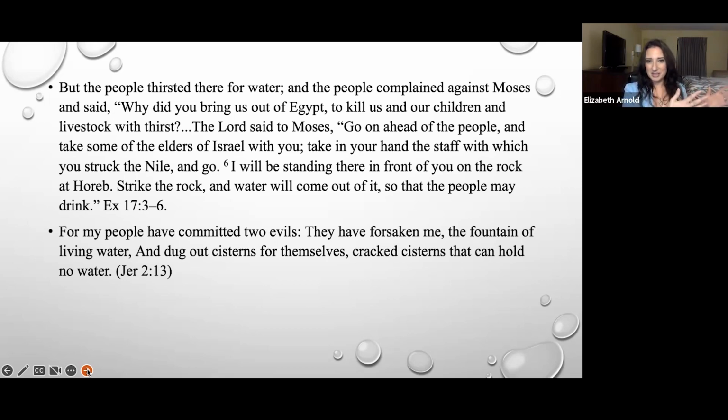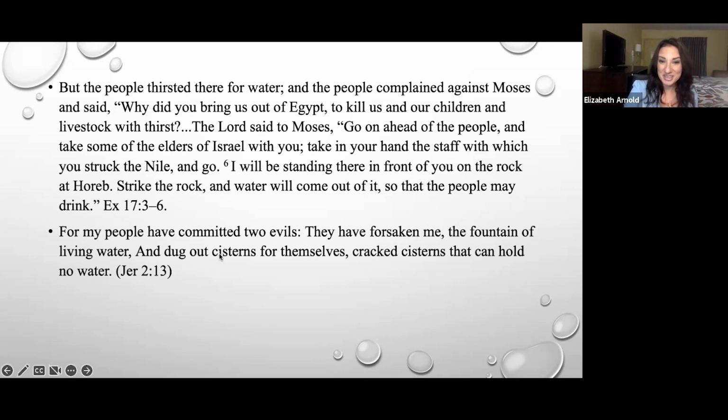So on the one hand, they have rejected good water, something that's going to actually sustain them and provide for them. And then on the other hand, they've gone and dug their own wells, and they're terrible. They dug out cisterns for themselves, cracked cisterns that can hold no water. You've both rejected something good and reached for something so inferior. But what's interesting is that God refers to his own self as the fountain of living water. I am the ultimate place of provision and the provision itself.